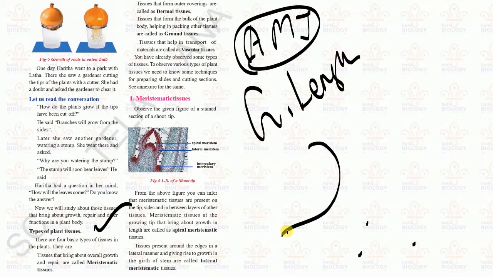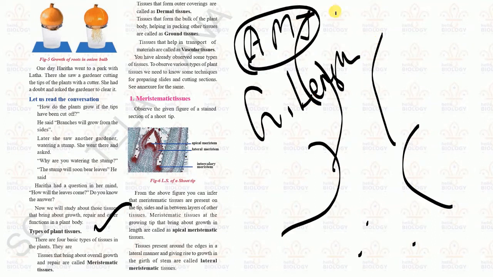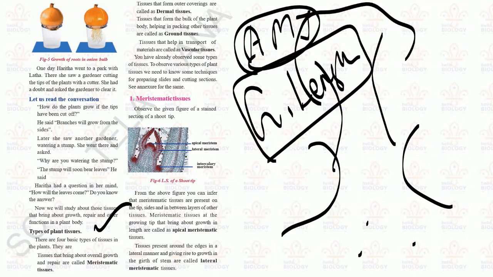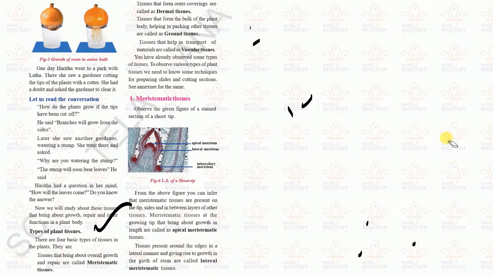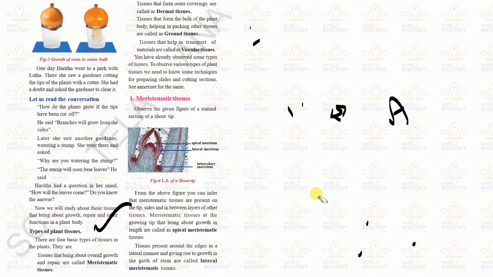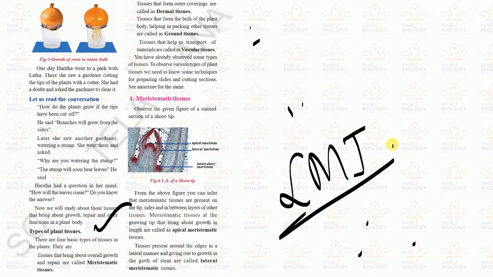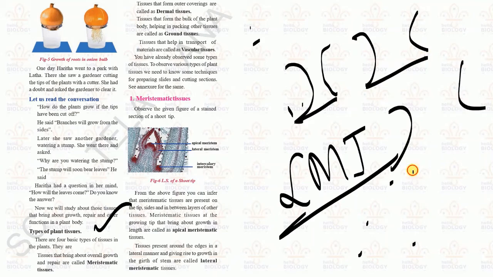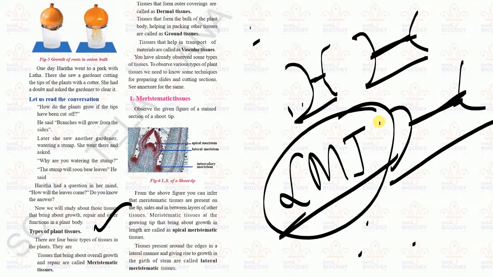That means this side and this side, apical meristematic tissue increases them. For example, when a tree or plant is growing, its height and length will be decided by apical meristematic tissue. And lateral meristematic tissue also performs a similar function. For example, look at the stem in the first year, the second year, the third year. Can you see these gaps increasing? This is lateral meristematic tissue. It increases the width of the tree.